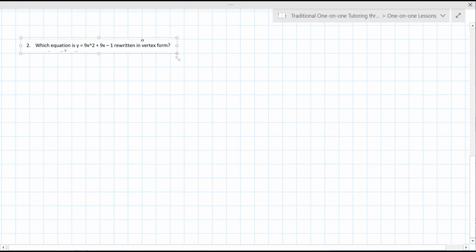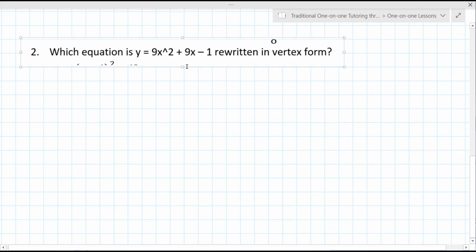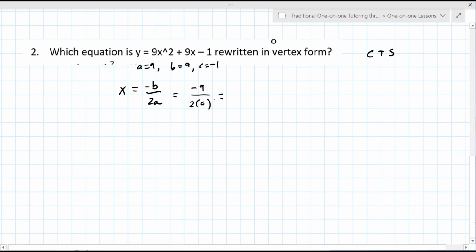Okay, so rewritten in vertex form. So there's actually a couple of ways to do this. The way they want you to do it is to complete the square, but the vertex in this form is minus b over 2a, and it's kind of the same as before. A is 9, b is 9, and c is negative 1. So in your problem, it's minus 9 over 2 times 9, which is minus 1/2.